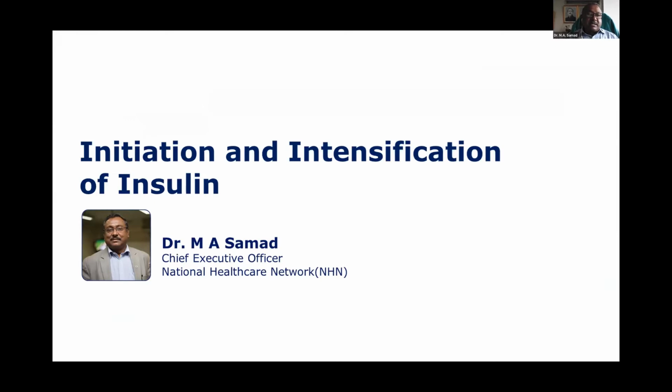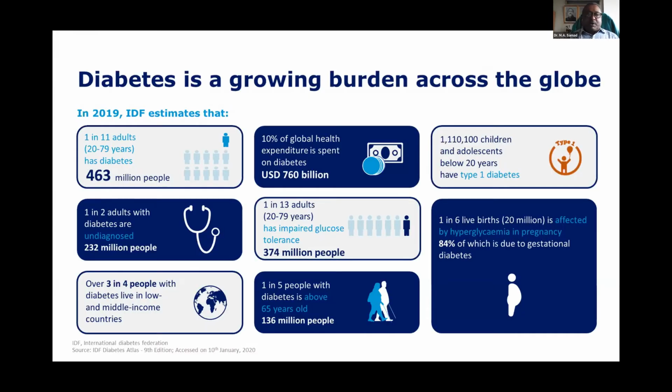My topic of discussion is initiation and intensification of insulin. Before going to my main lecture, I'm showing some facts and figures, and this has been derived from the Atlas of Diabetes from IDF 2019. You see, an estimated about 463 million people are diabetic. It is estimated that about 1 in 11 adults has diabetes. Age group is 20 to 79.